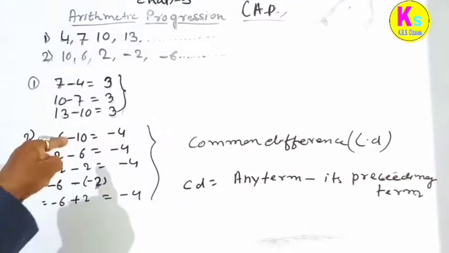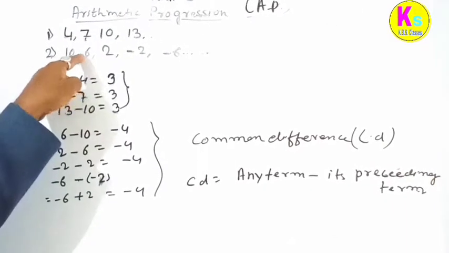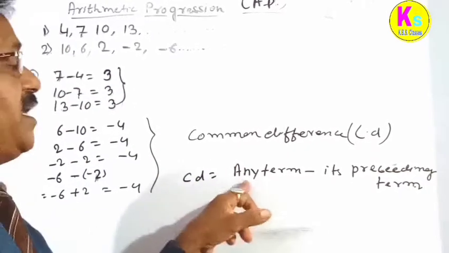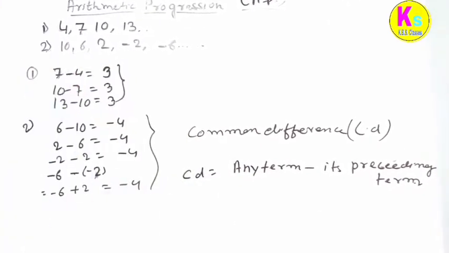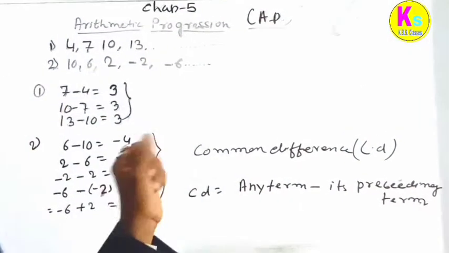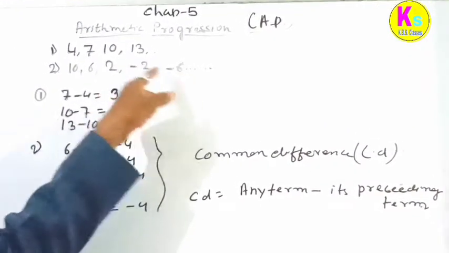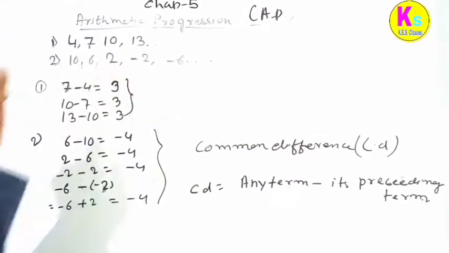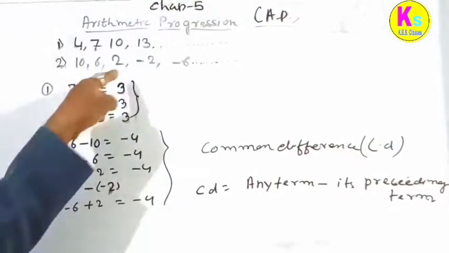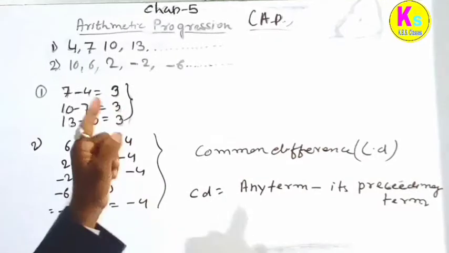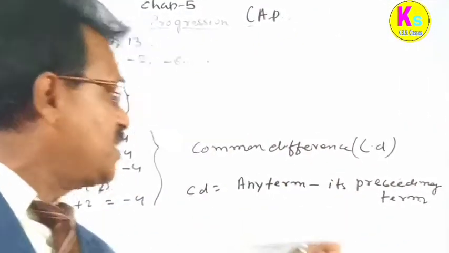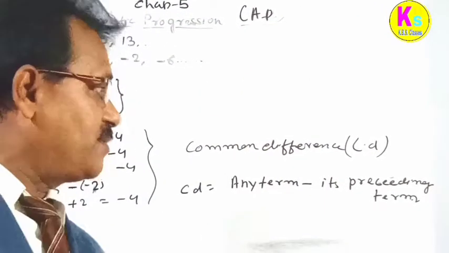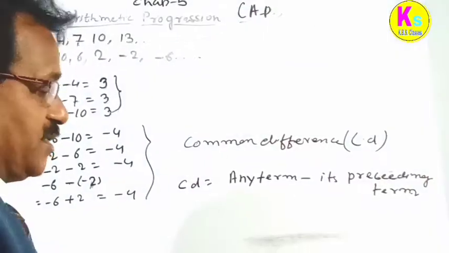That means don't subtract 10 minus 6, but you have to subtract 6 minus 10. I have written here any term. Suppose you are taking -2. One term you have taken is -2. Which term will you subtract, -6 or 2? The preceding number should be subtracted. The preceding number is 2. That is why I have subtracted 2 here from -2, the result is -4. So whenever you have to find out the common difference, take any term and subtract its preceding number, not the following number. This is the common difference.